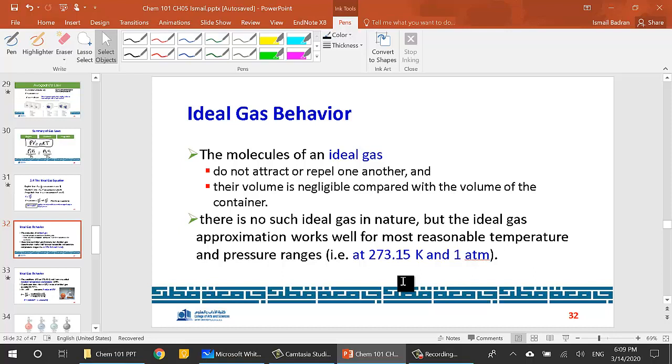As I said, most gases in nature, in actual life, don't behave as ideal gases. They deviate from ideal behavior. But in this chapter, we apply the ideal gas equation for practical reasons.